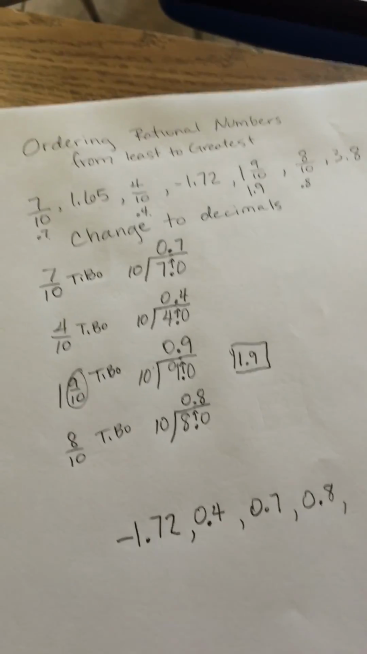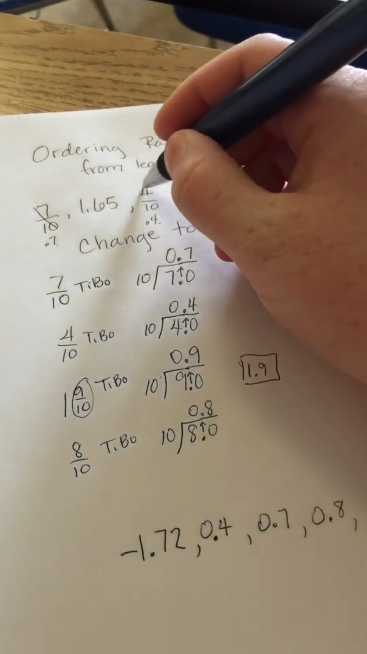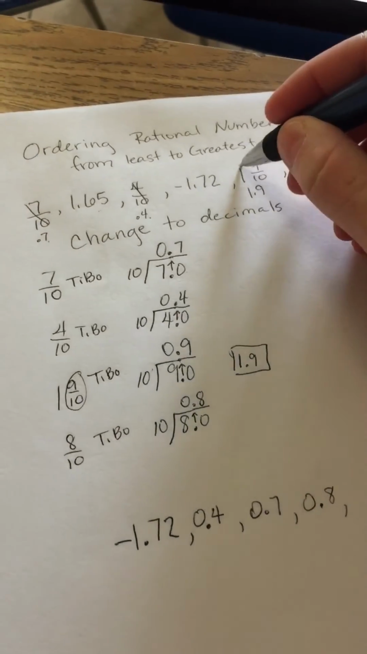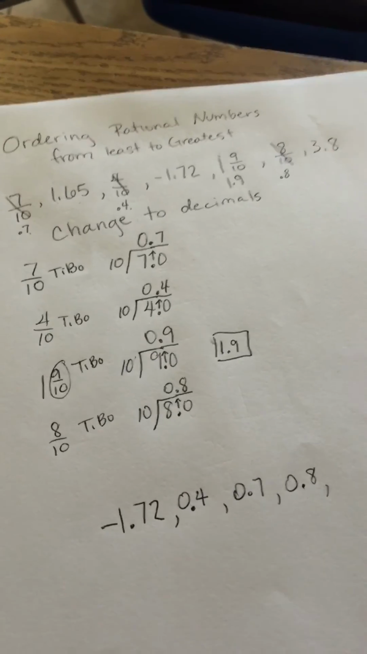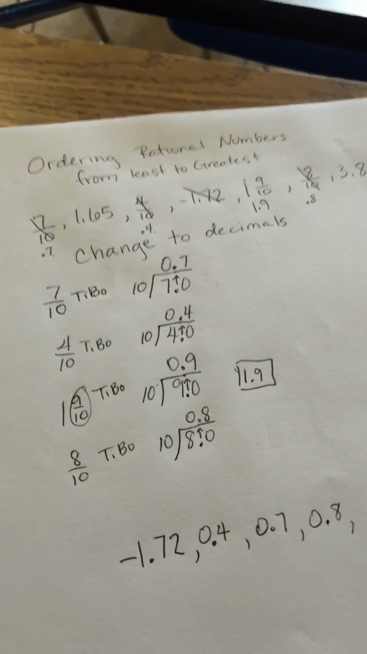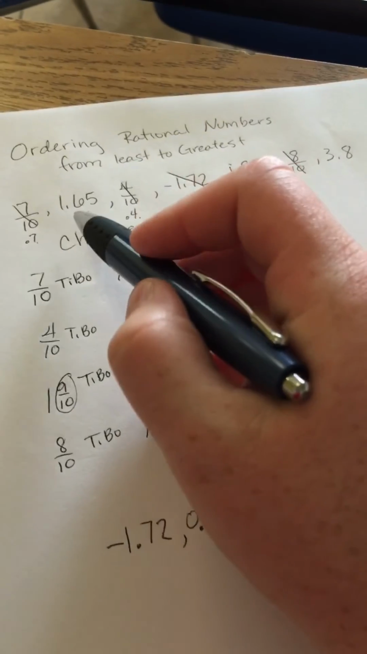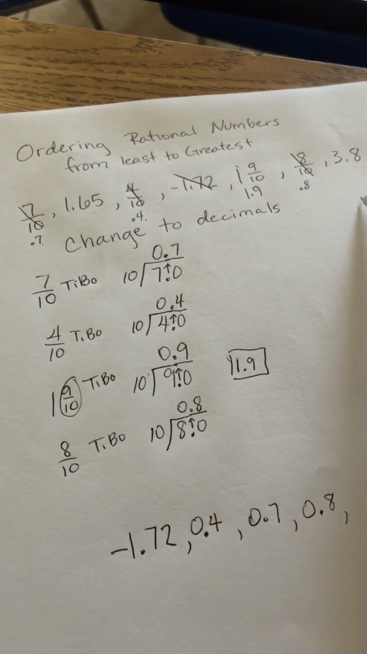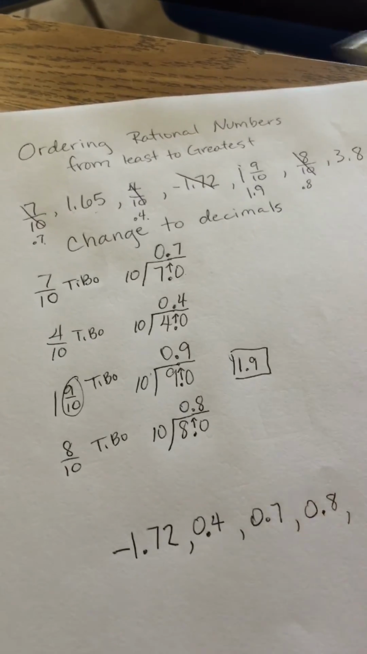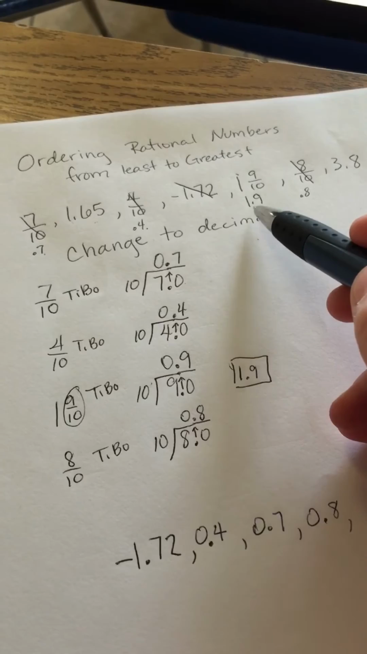Okay, now let's mark these out. That way we don't look at them. Okay? Oops, almost marked out the wrong one. Okay, let's mark this one out too. Now we have 3 numbers left. We have 1.65, 1.9, and 3.8. Let's look at the ones that have a 1 in the 1 place value.